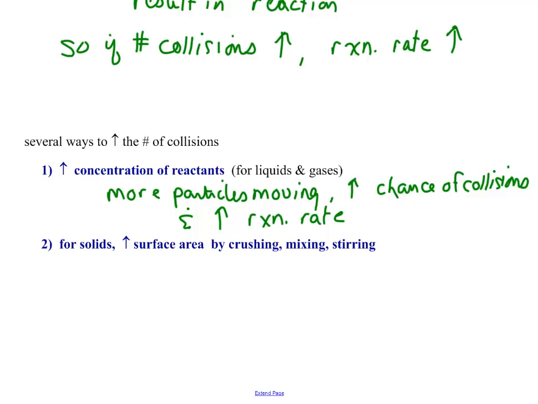For solids, if we increase the surface area, we can do that by crushing up our solid, by stirring a solid in a solution, by mixing solids together. We increase the surface where those particles can make contact, where effectively collisions can occur, and that's going to increase our reaction rate as well.